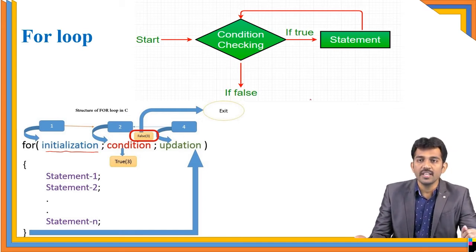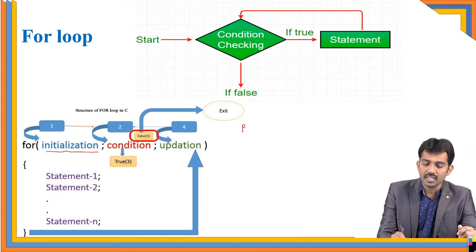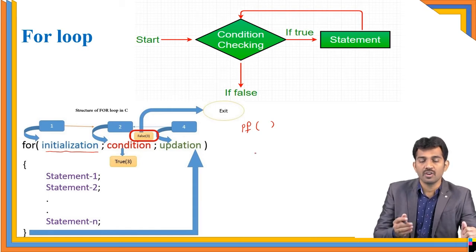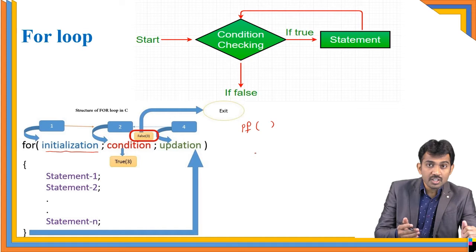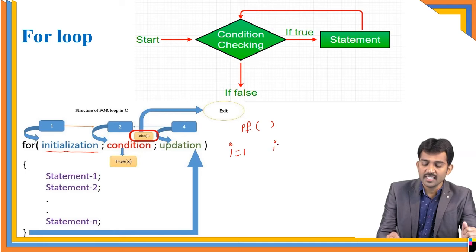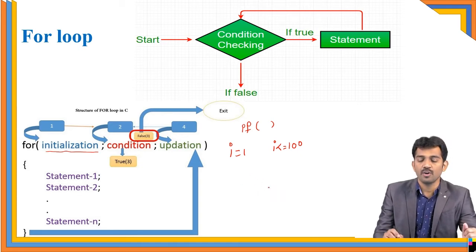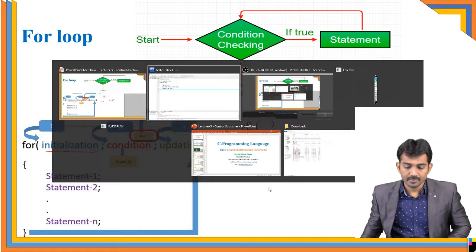For example, if you want to print your name 100 times, then you would have to write printf 100 times, right? Instead of that, you can write one condition. What is that? You take one counter and repeat the same kind of task, using a for loop. You initialize the i value as 1, and the condition is i less than or equal to 100. Then it is going to print the same statement 100 times if you put it into the for loop. I will show you in the program.